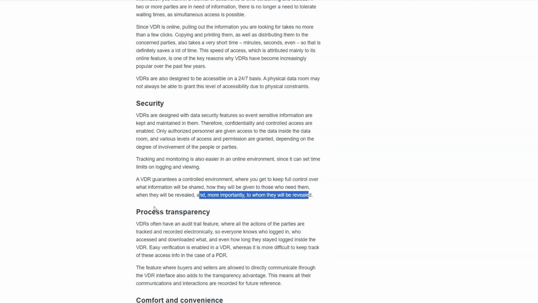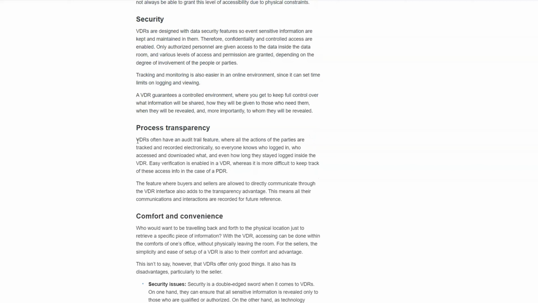Process transparency. VDRs often offer audit trail features where all the actions of the parties are tracked and recorded electronically.